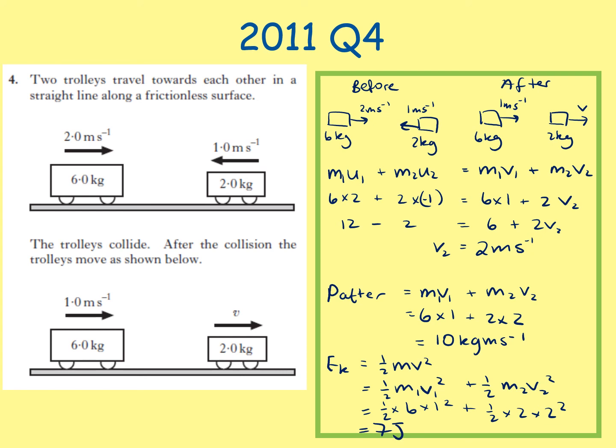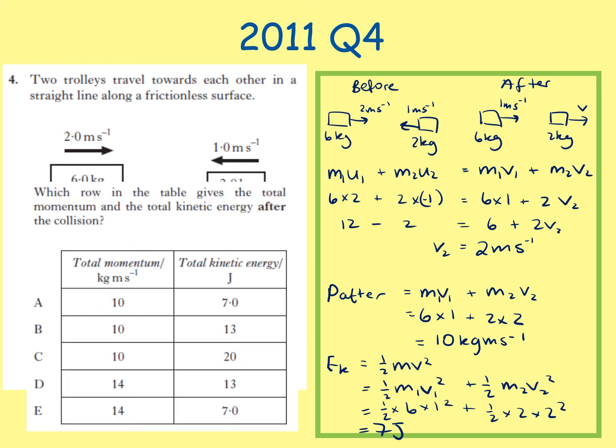Let's have a look back to our table and see if we can find the matching row. We've got 10 kilogram meters per second, so that could be A, B or C, and we've got 7 joules, that could be A or E, so the row that matches both of these is answer A.